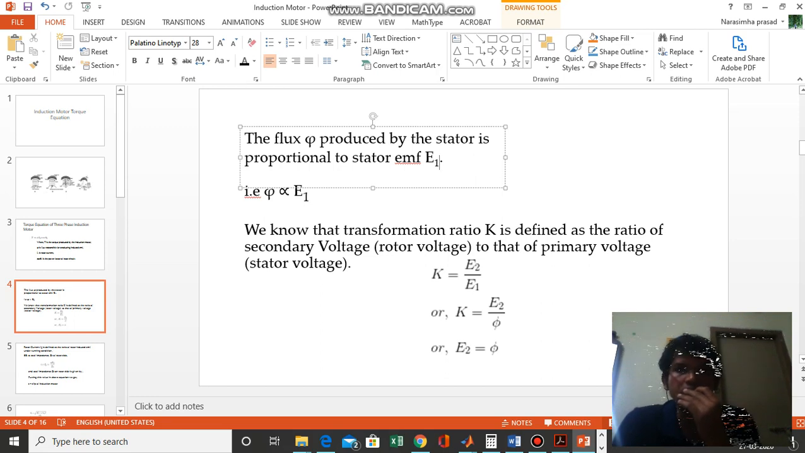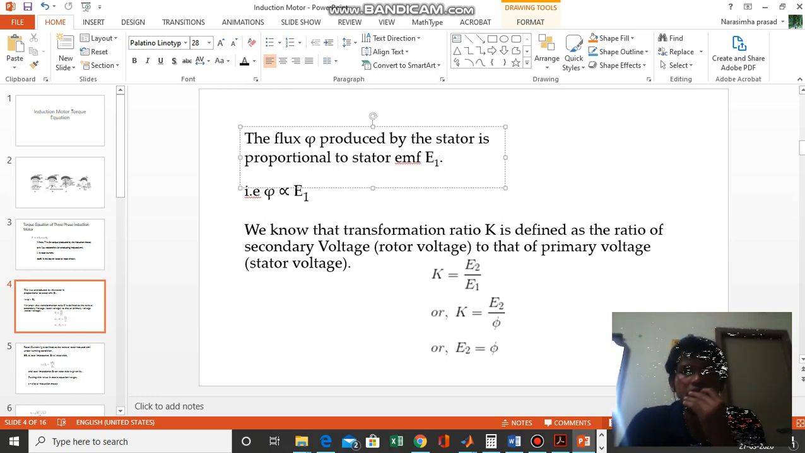We have seen only a single-phase transformer, but this is three-phase. In a transformer the three windings are placed side by side, but here the three windings are placed in a circular fashion 120 degrees apart, and we give a supply 120 degrees apart to these three windings to produce a rotating magnetic field. So the flux produced is proportional to the induced EMF E1. And we know that the transformation ratio in a transformer, here in the induction motor, K equals E2 by E1.